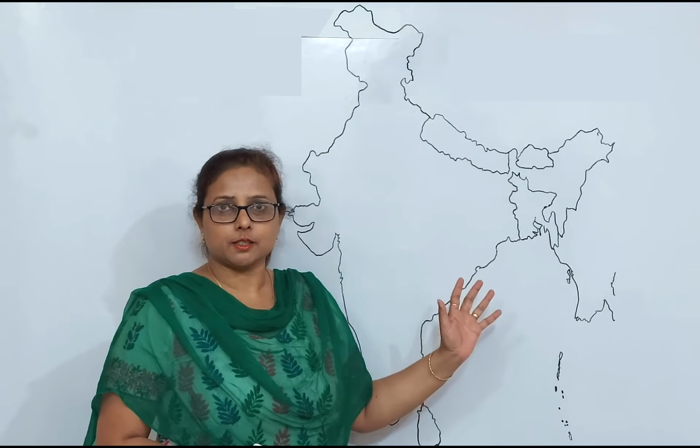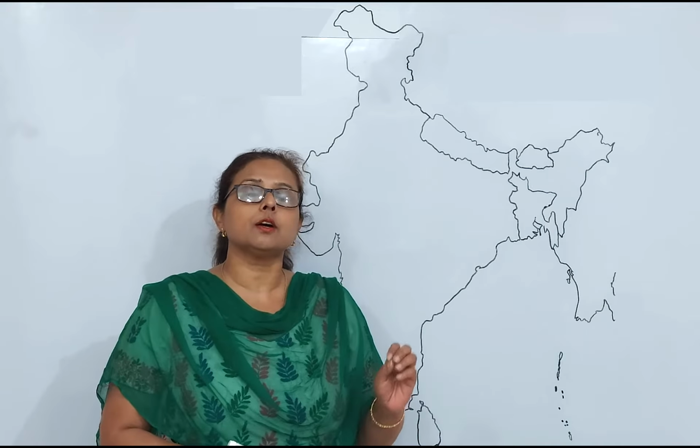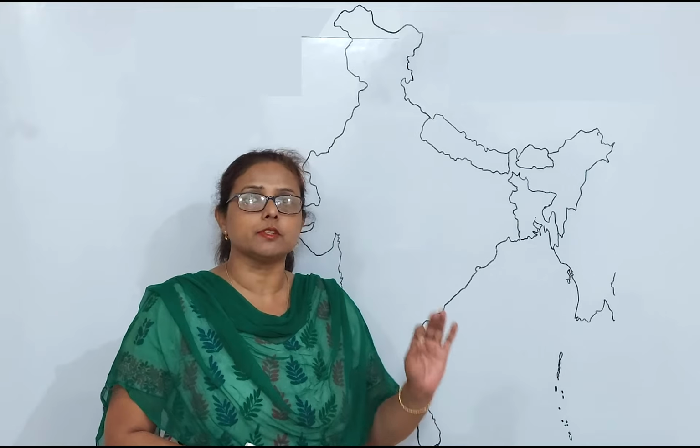In continuation with the map work which we have been doing, today we are going to begin with the vegetation map of India. Now basically, India has got 5 distinct types of vegetation. Though there are several other different types of vegetation, we are going to focus on the 5 distinct types of vegetation. So let us begin.